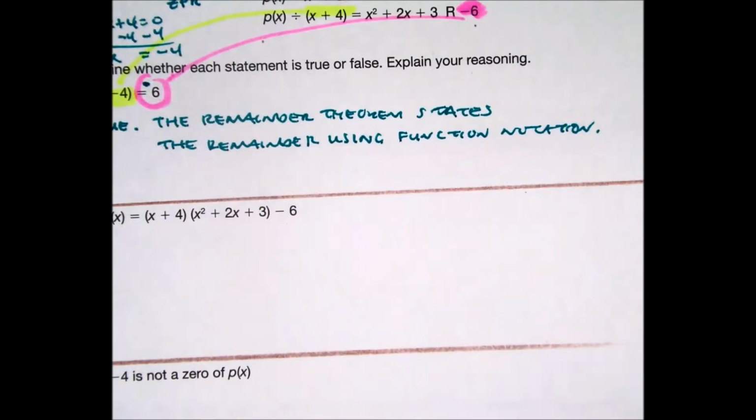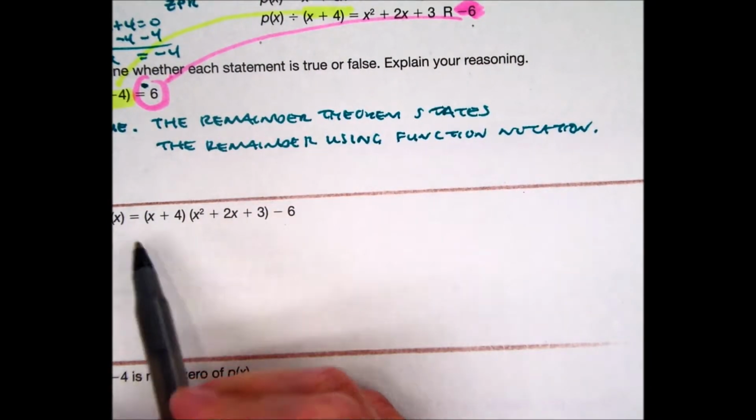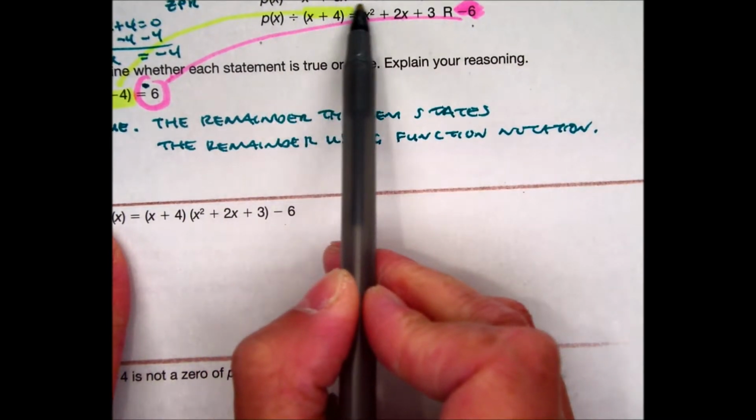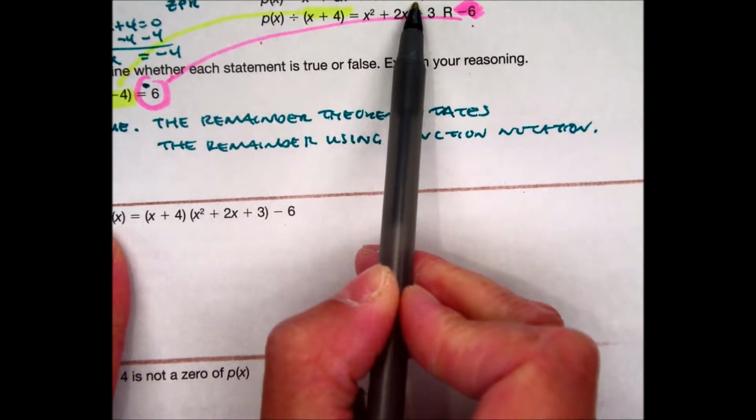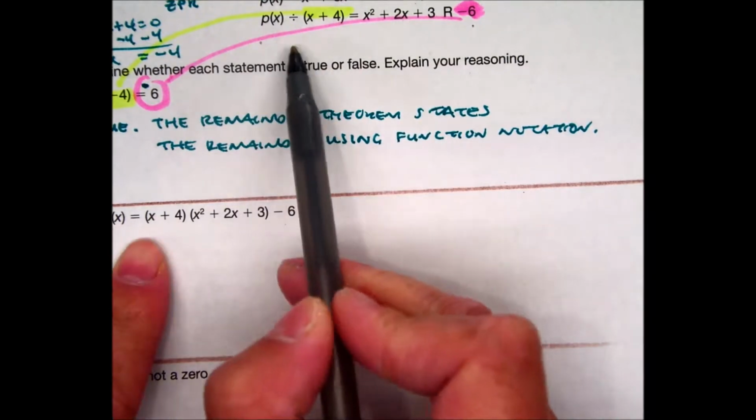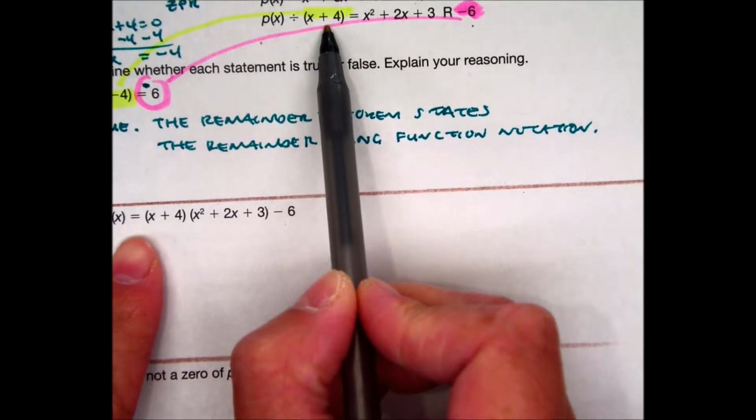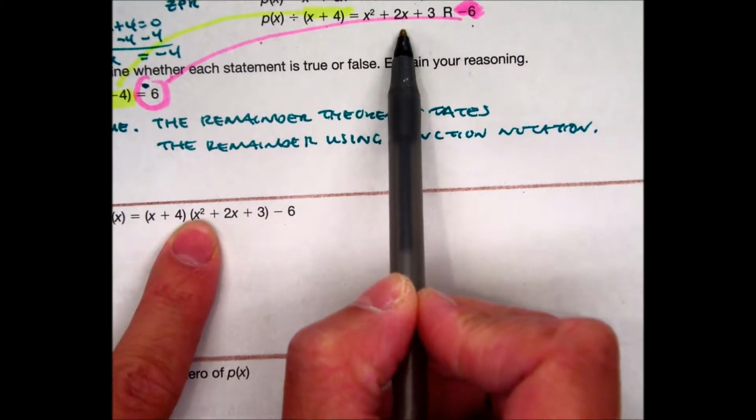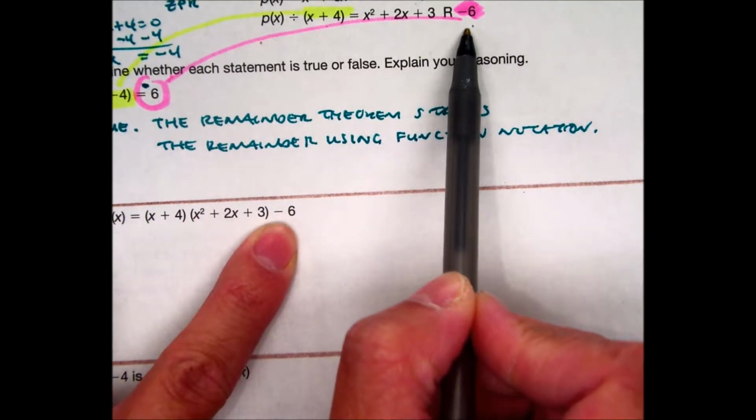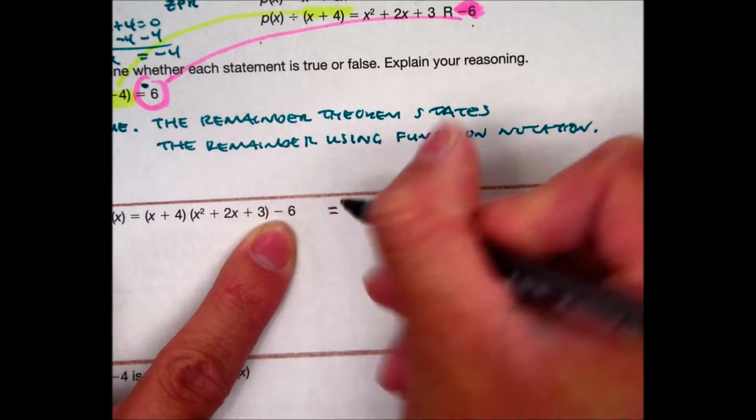Number 2. Brianna. True or false? Class, raise your hand true. Raise your hand false. Okay. If I take this polynomial and divide it by x plus 4, I get this as the quotient, and this is the what, class? The remainder.